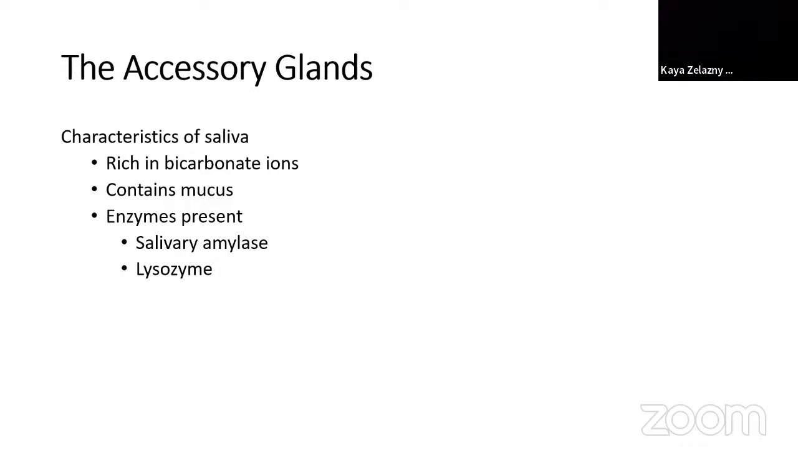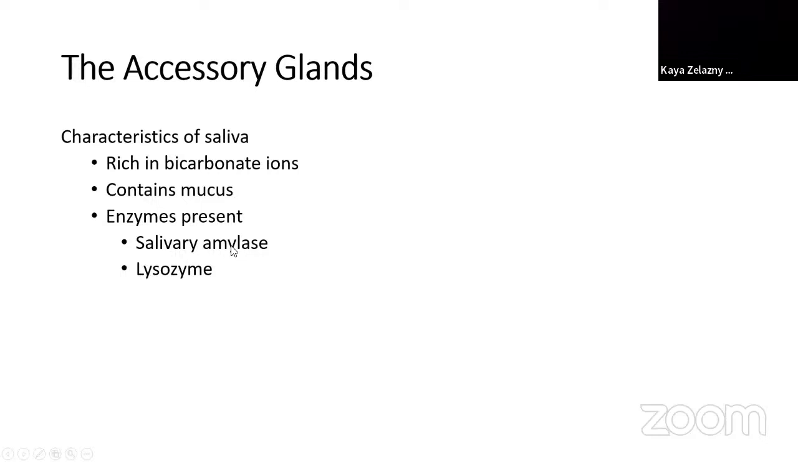Starting with the saliva, like many of the fluids we're talking about, the saliva is rich in bicarbonate ions. This is to neutralize anything super acidic you might eat. The saliva has mucus to lubricate food, make it go smoothly down your esophagus, and it also has enzymes in it. Two of the enzymes present in saliva are salivary amylase. This would be the more important one to remember.